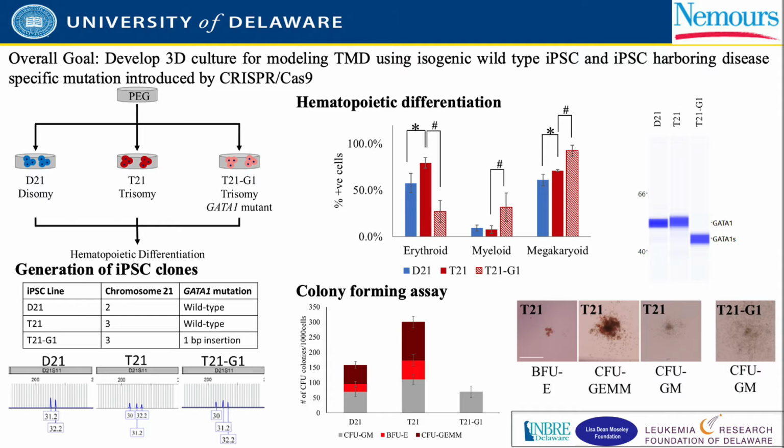The hematopoietic differentiation of the 3 lines revealed that while trisomy alone augments the erythroid and megakaryoid population compared to the disomic counterpart, shown in blue, the mutation in GATA1 drastically reduced the erythroid population, while enhancing the myeloid and megakaryoid population compared to the wild-type trisomic HSPCs. The immunoblot analysis revealed the exclusive presence of GATA1S in the mutant cells. The GATA1 mutation leads to generation of only myeloid-rich colonies in the colony-forming assay, while trisomy alone has an increased number of erythroid and mixed colonies.